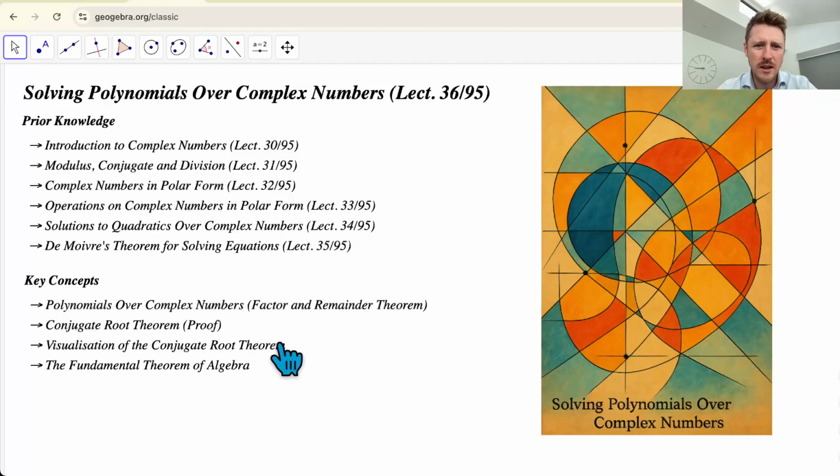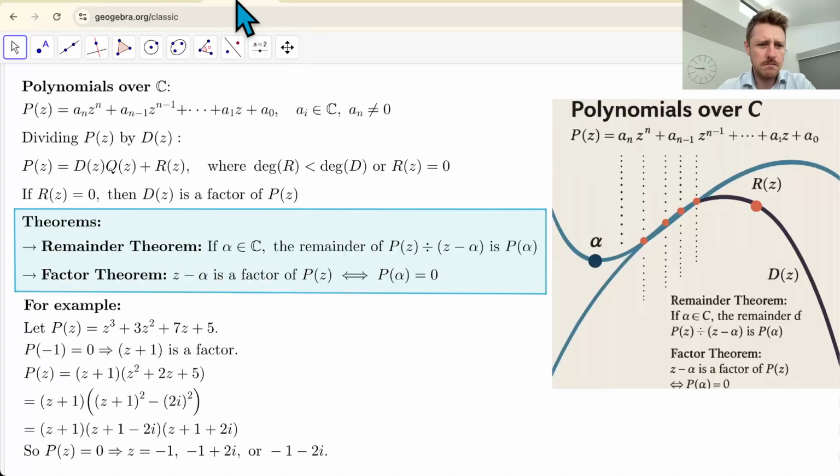And then what we'll talk about in this video is obviously polynomials over the complex numbers. So we'll look at the factor and remainder theorem, look at what's called the conjugate root theorem, and then we'll do a visualization of the root theorem. And then we're going to look at what's called the fundamental theorem of algebra. So it's getting quite tricky, but interesting nonetheless. So let's jump into it.